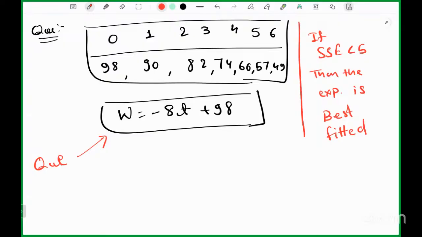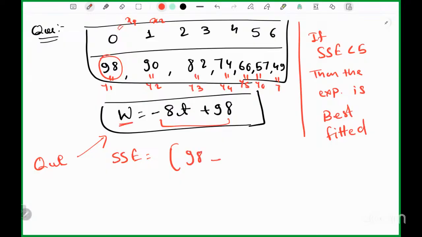What is the formula to find SSC? See, these are the values of y. So this is your y1, y2, y3, y4, y5, y6, and y7, and these are the values of x: x1, x2, x3. One value is given, and another value you can compute from the given expression. So the first one is 98 minus w of 0. W of t is minus 8t plus 98, so what will be w of 0? W of 0 will be 98 only. So 98 minus 98 will be zero.